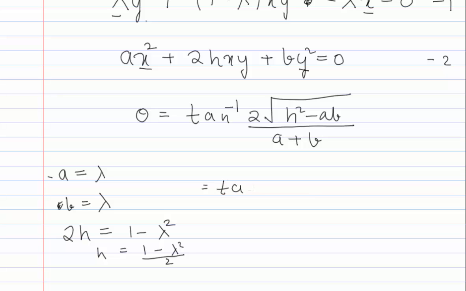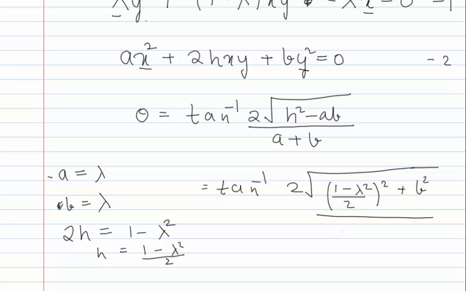So let's say we express everything in terms of b for simplicity. Even though you can do that in terms of a also, it doesn't matter. Theta is equal to tan inverse of 2 square root of h square minus ab. Now what is h square? Well, it's just equal to ((1 minus lambda square) divided by 2) whole square, minus a times b. Well, b is just b, and a is equal to minus lambda, which is equal to minus b. And then we have a plus b, so b is just b, and a is equal to minus b.